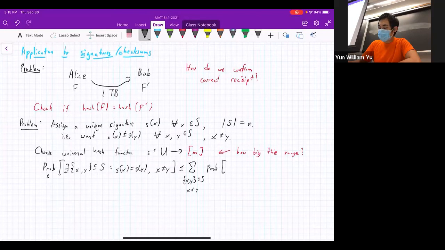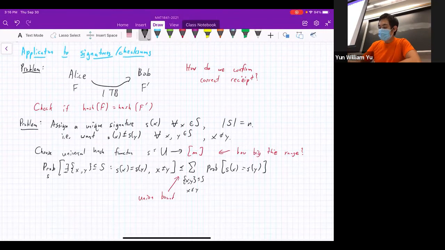The probability that S of x is equal to S of y. What are we using here? There's some probabilistic tool we've been using a lot. What is it? Yes, Austin is correct. We're using the union bound here. You'll find that we use that a lot in these sorts of not very tight bounds. So we're using the union bound here.